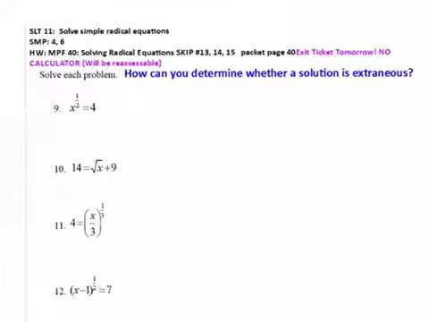Okay, so we're going to keep going on the next page, 9 through 16. We're going to pause the video here for you to try all the problems, do 9 through 16 in your groups, and then we will come back and check.